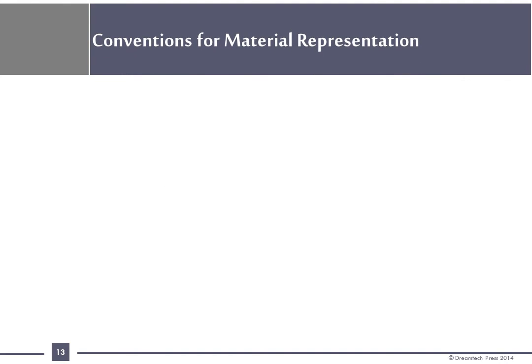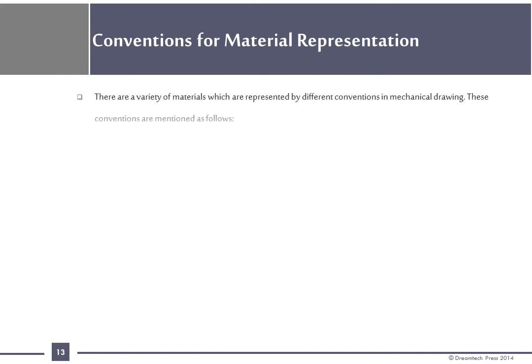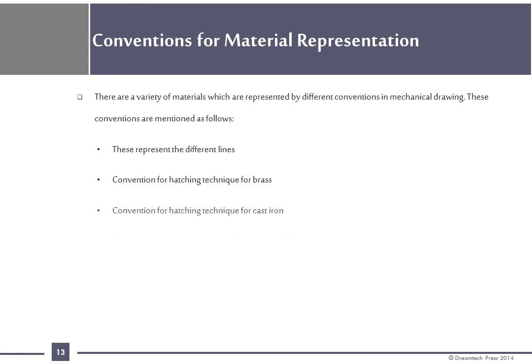Conventions for material representation. There are a variety of materials which are represented by different conventions in mechanical drawing. These conventions are mentioned as follows. These represent the different lines. Convention for hatching technique for brass. Convention for hatching technique for cast iron. Convention for a pipe or tubing. Diameter in half.